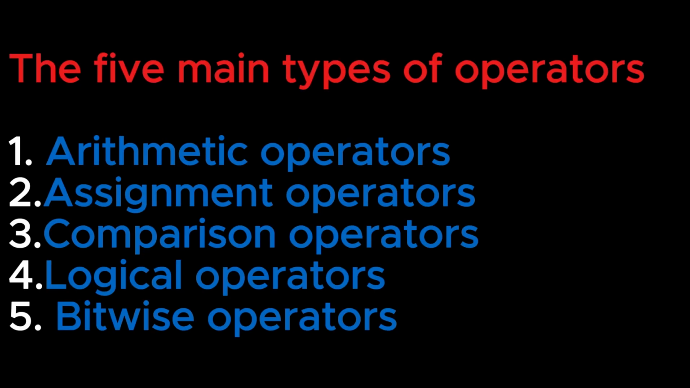There are 5 main types of operators used in C++ programs. The first one is arithmetic operators, then assignment operators, comparison operators, logical operators, and the last one is what you call bitwise operators.